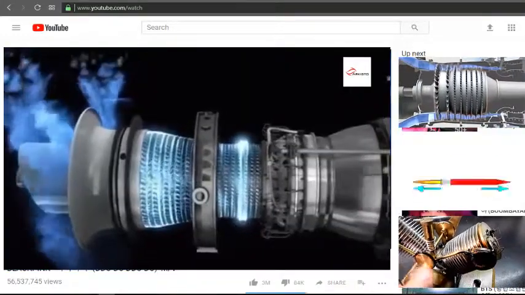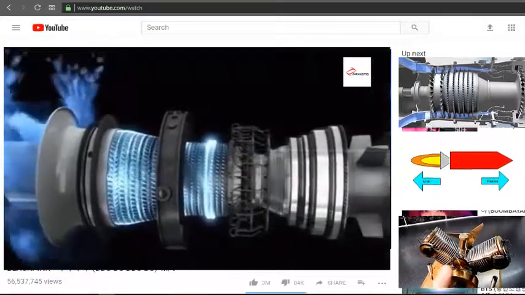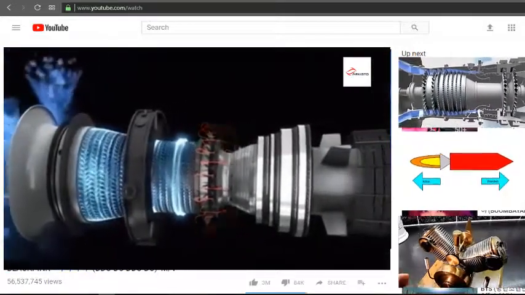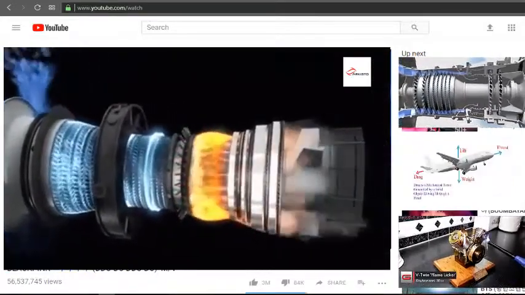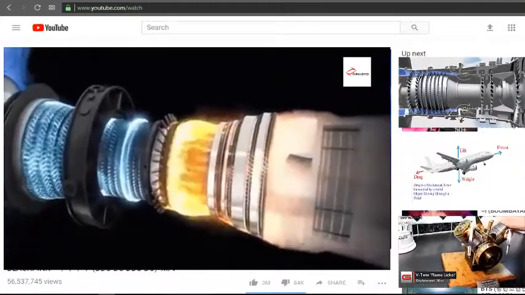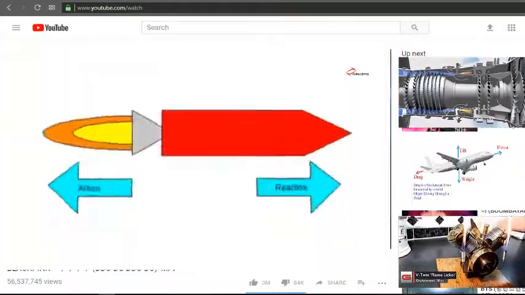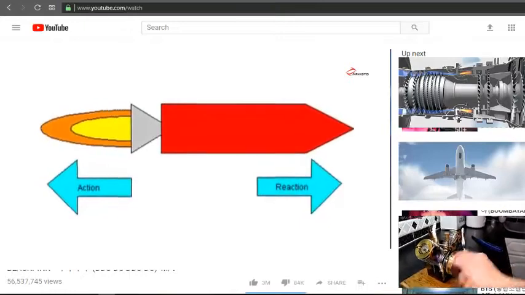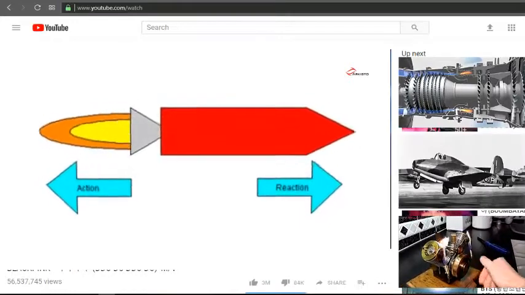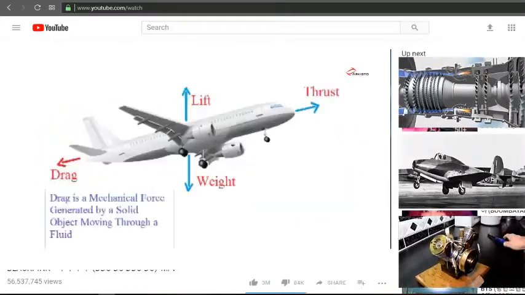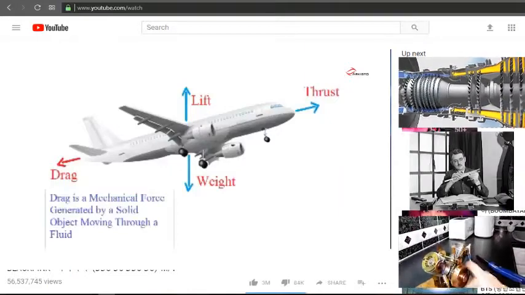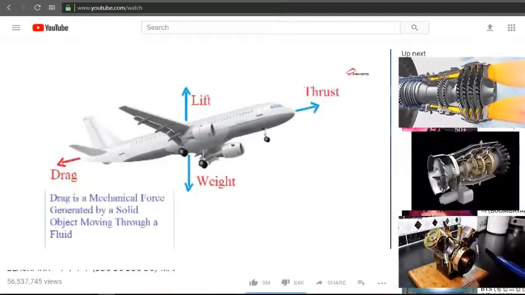After coming out of the turbine, the gases are allowed to exit the engine through a converging shaped nozzle. The force of the exhaust gases pushing backwards, action, produces an equal and opposite forward force, reaction, Newton's third law of motion. We call this forward force thrust, which powers the aircraft or vehicle forward.